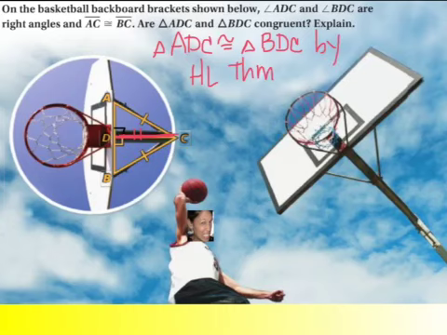My three conditions again were that the hypotenuses are congruent, and the hypotenuse is the side across from the right angle. So here's the side across from the right angle, and here's the side across from the right angle. We have a leg congruent to a leg, and we have a right angle. So it meets the three conditions. So these triangles are congruent by the HL theorem.